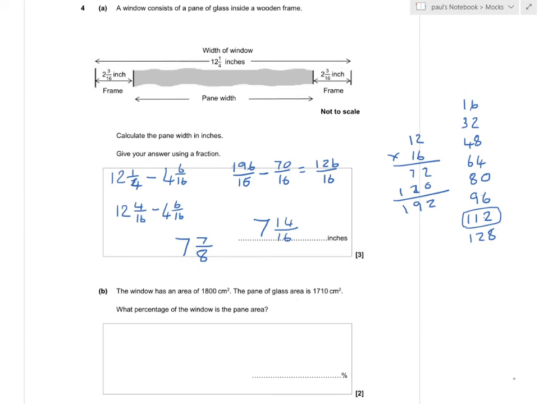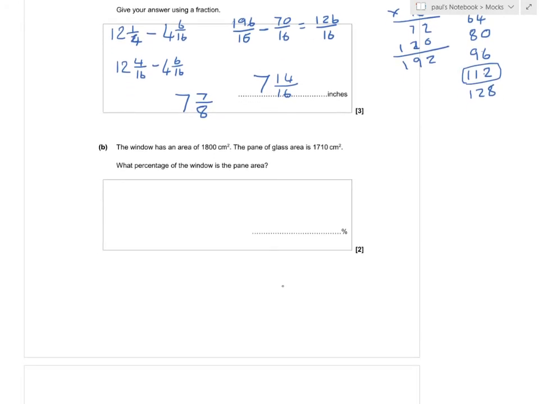Yeah, that was complicated. The window has an area of 1800. The pane of glass is 1710. What percentage of the window is the pane area? So we've got 1710 divided by 1800 times 100. Oh, gotta try and simplify this. Yeah, let's half this number.